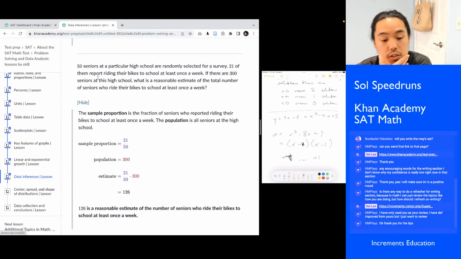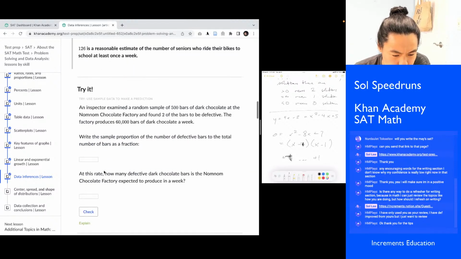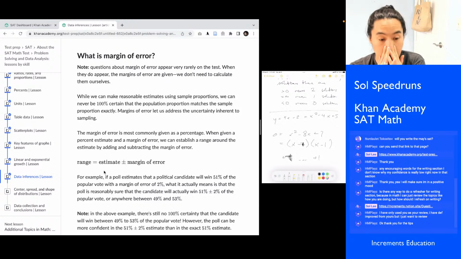50 seniors at a particular high school are randomly selected for a survey. 21 of them report riding their bikes to school once a week, out of 300. So 21 out of 50 is 42 out of 100, which means 42 times 3 for 300, so that's 126. I got that. Cool. This is just ratios. It's super easy, so I'm going to skip this. Or proportions, I guess. I could call it ratios, but proportions is probably the better word.